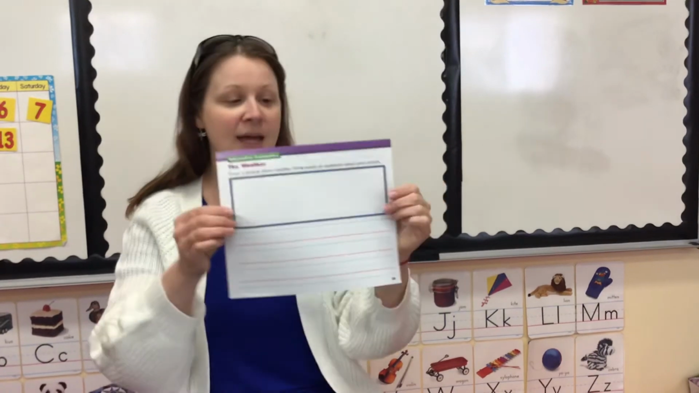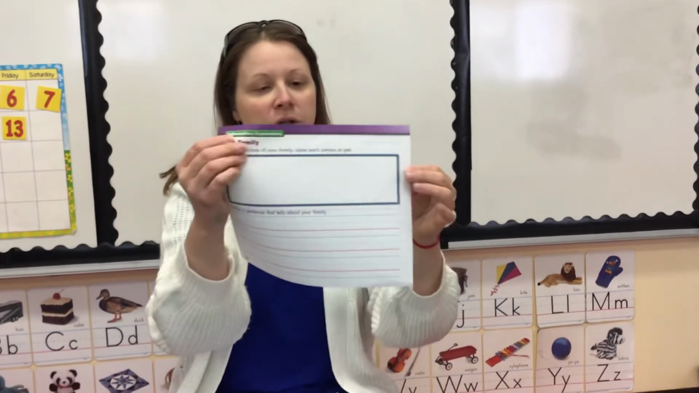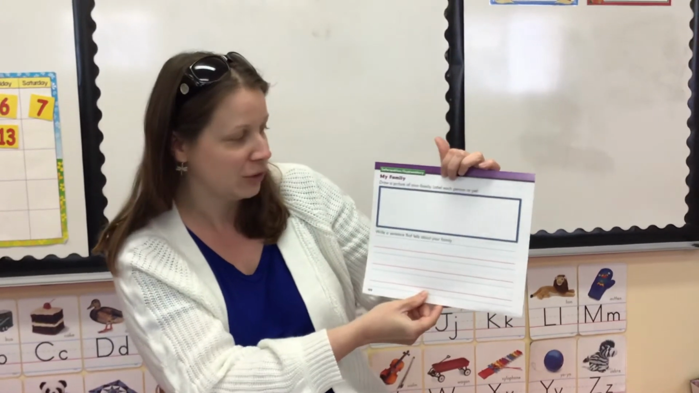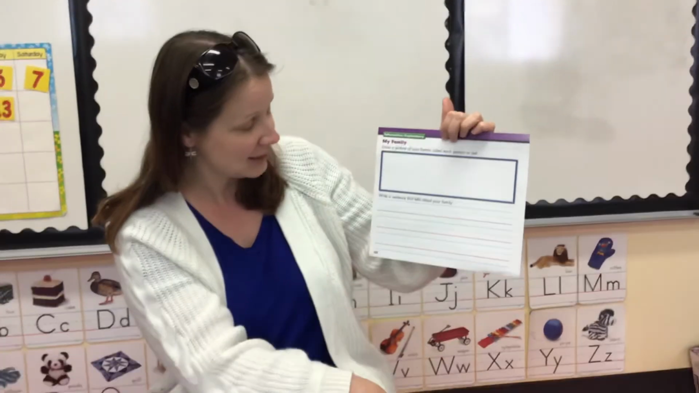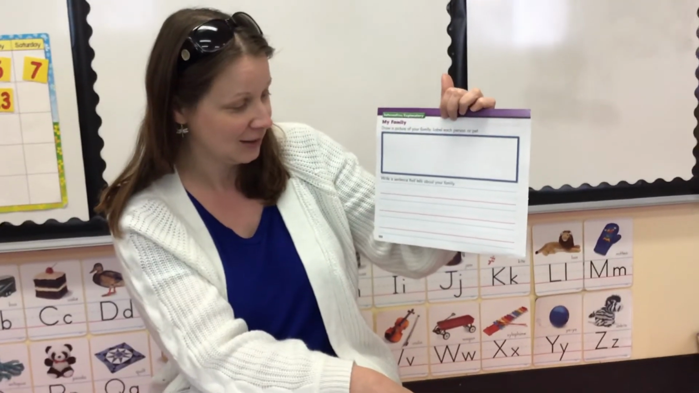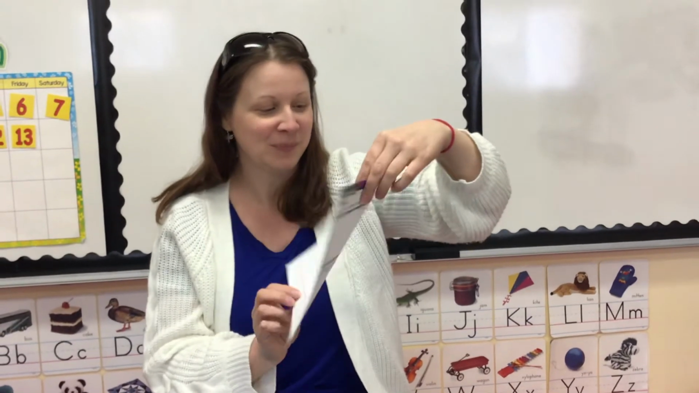Our last one has 2 sides, but you're only going to do 1 side each day. You don't need to write 2 stories in one day. This one says that you're going to draw a picture of your family, and you're going to label all the people, and if you have a pet, they're part of your family too. And then you're going to write some sentences to tell about your family. Who's in your family? What do you like to do with them?